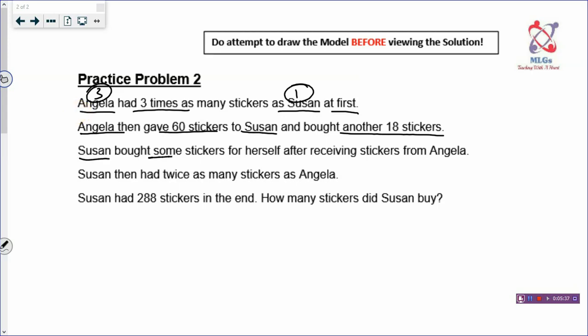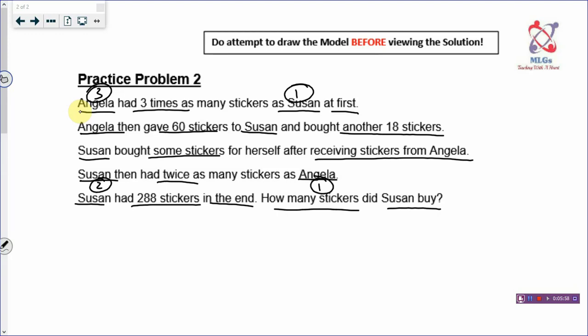Susan then bought some stickers for herself after receiving stickers from Angela. Okay, it looks quite complicated now. Now, in the end, Susan had 2 boxes, twice as many as Angela. So Angela has 1 box in the end. And then Susan had 288 stickers in the end. So how many stickers did Susan buy?